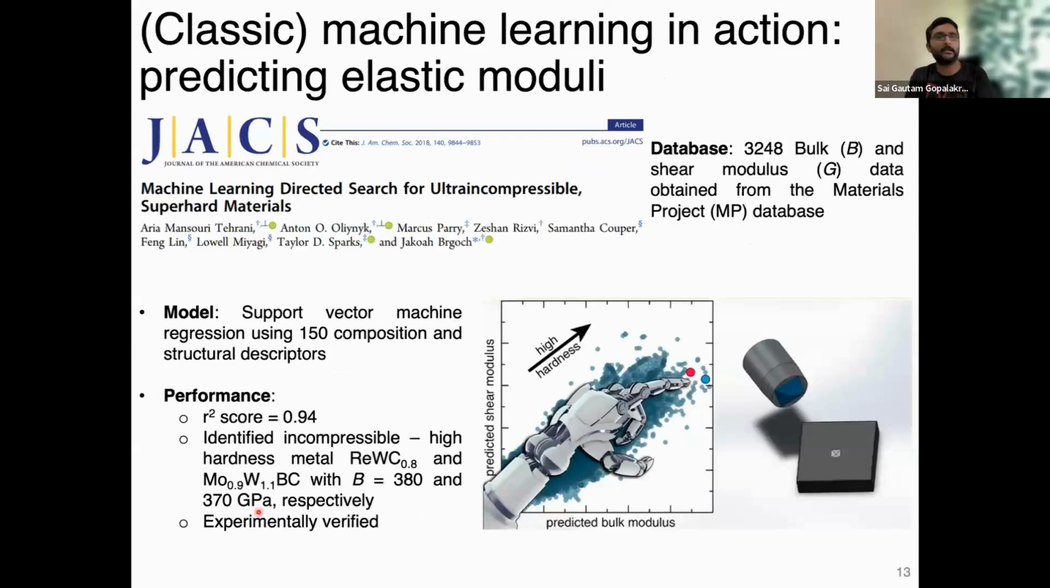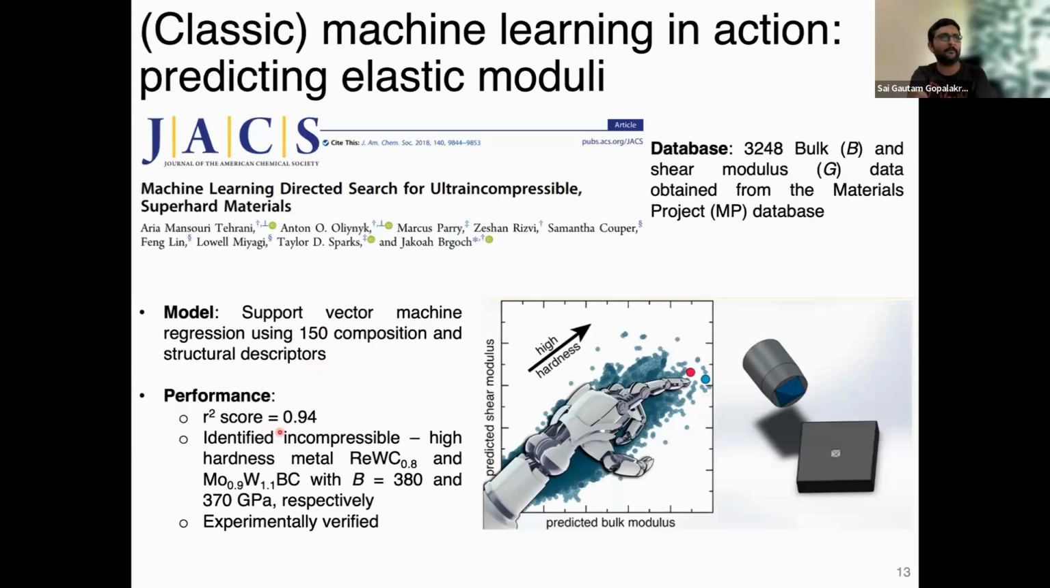This is another similar work. I'm not a part of this work, but this model tried to predict elastic moduli on a bunch of inorganic crystals. They took a database of about 3,000 points from the Materials Project database. This data set contained both bulk moduli and shear moduli, so two sets of elastic moduli. The authors generated a support vector machine model, which is a non-linear model. And it had quite a few descriptors, about 150 composition and structural descriptors.